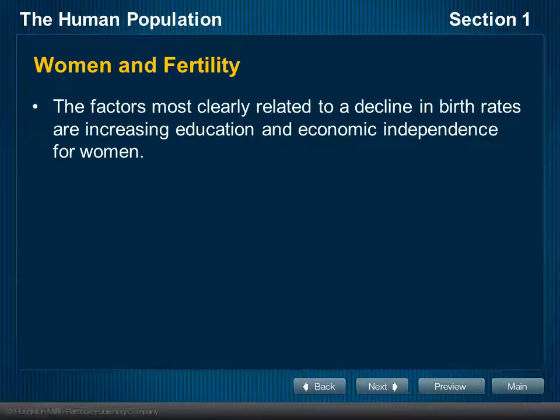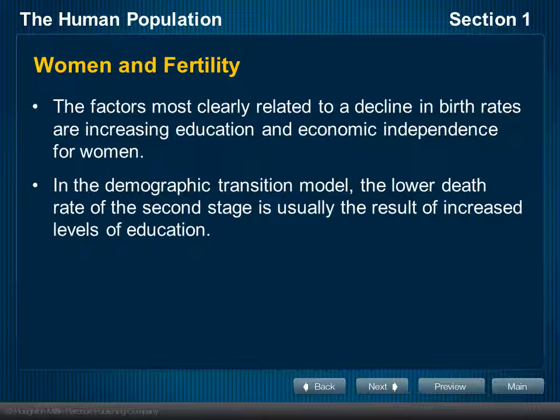But looking at this, what is this? Well, the social trends are connected to women and fertility. And when we see increased education and economic independence for women, when we see those roles changing in a society, we generally see women having fewer children, or women start to have their children at a later age. And because they start to have their children at a later age, they have fewer children.